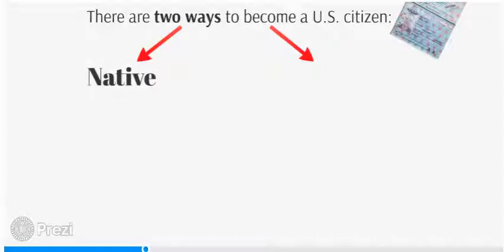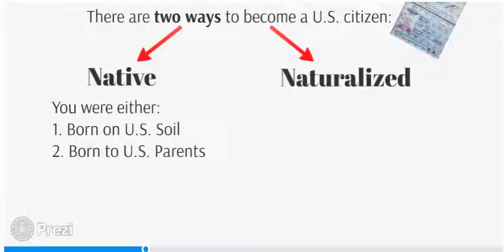there are two ways to become a U.S. citizen. The first one is if you are a native citizen, and the second one is if you are naturalized. So if you're a native citizen, that means you are either, number one, born on U.S. soil, or number two, born to United States parents. So both of your parents were a citizen and have citizenship in the United States.